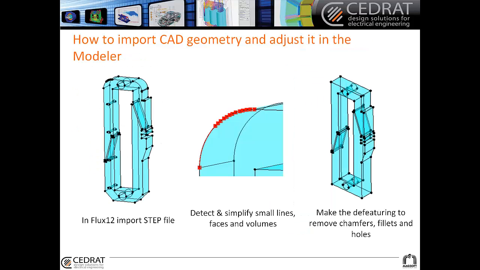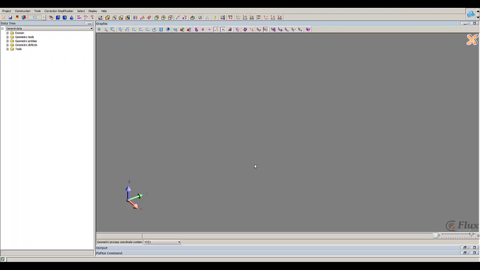Now I will show you how to import a CAD geometry and how to simplify it. For example, you can simplify small entities like small lines, faces and volumes, which can disturb the mesh. And so we are going to detect and simplify those defects. And finally, we will make a defeaturing of the geometry.